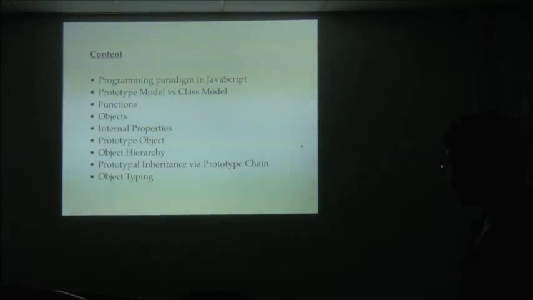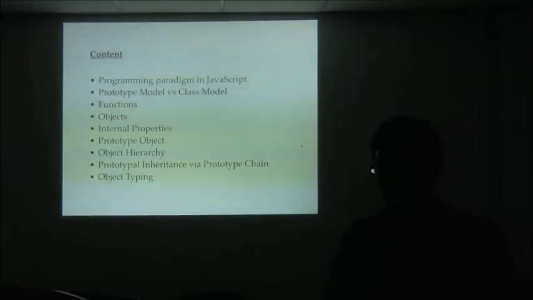In today's TechTalk, I'm going to start off by talking about why JavaScript is so flexible and all the different programming models it offers us, and then we'll do a quick comparison between the prototype model and the classical model, and then we'll look at functions, objects, some of the internal properties, and how all these properties connect to form the bigger picture. Towards the end of the presentation, we'll take a look at the object hierarchy, and then finally we'll look at prototypal inheritance and speak a bit about object typing.